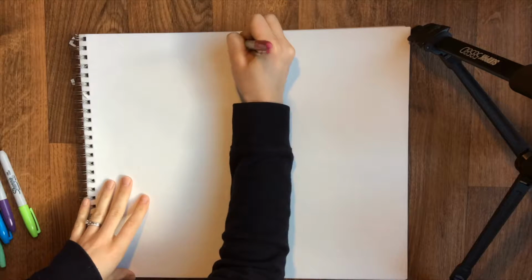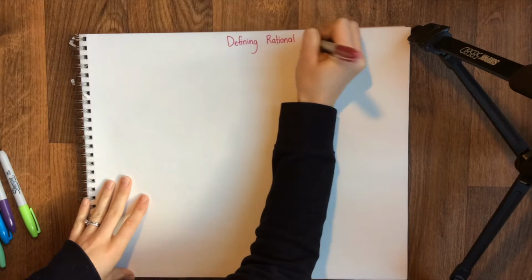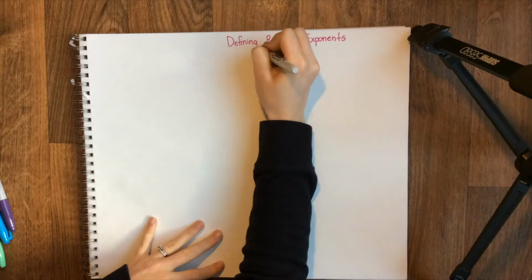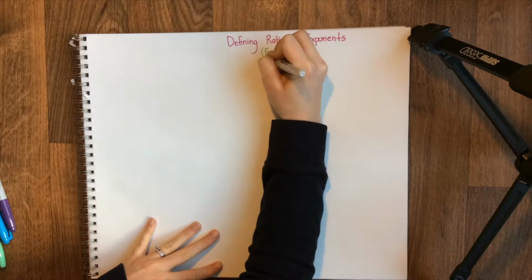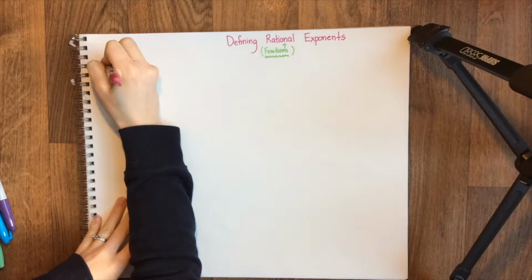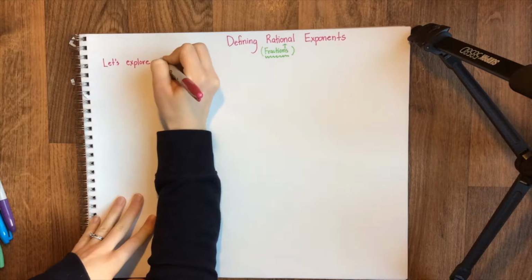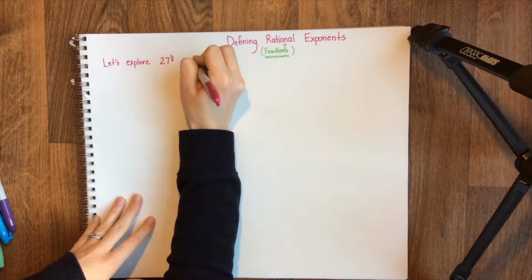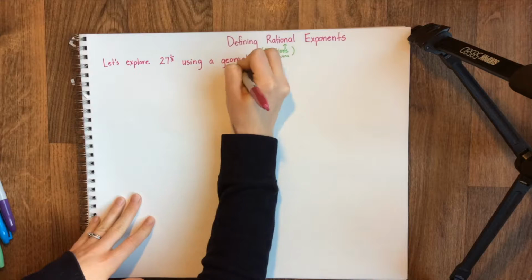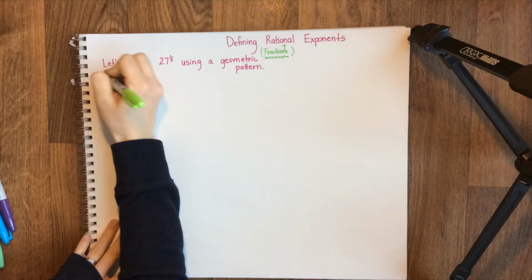Today, we're going to look at defining rational exponents. Rational exponents are just exponents that are fractions. To begin, let's look at an example using a geometric pattern. Let's explore 27 raised to the 1/3 power.